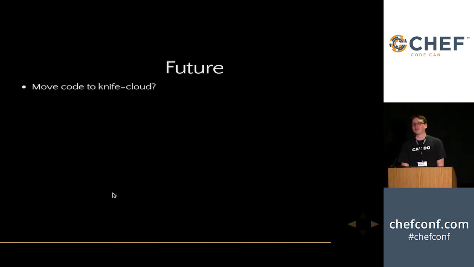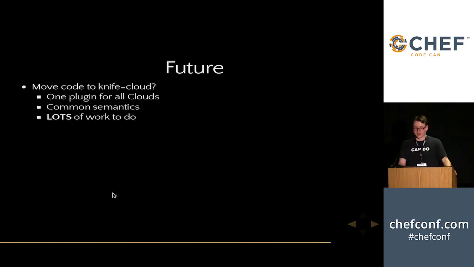Chef is wanting to move their OpenStack and EC2 plugins away from being Knife EC2 and Knife OpenStack into Knife Cloud. And so I'm actually going to be talking with the fine folks at Chef over the next day or so, and I may be working with them to help provide this functionality for CloudStack into Knife Cloud. So the idea there is they want a single plugin to handle all clouds, common semantics. There's a lot of work to do because I will have to reinvent Knife CloudStack Fog using potentially different semantics to be able to be compatible with EC2 and OpenStack, but we will see what happens there in that discussion.